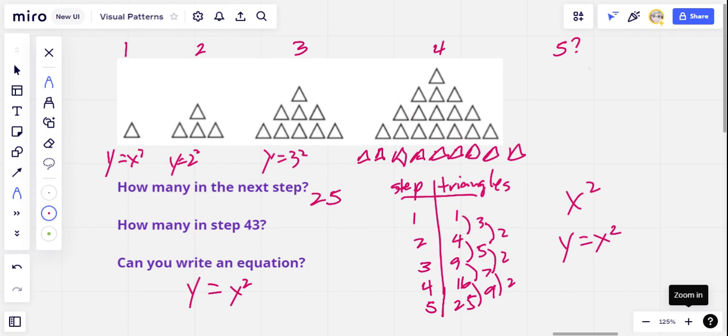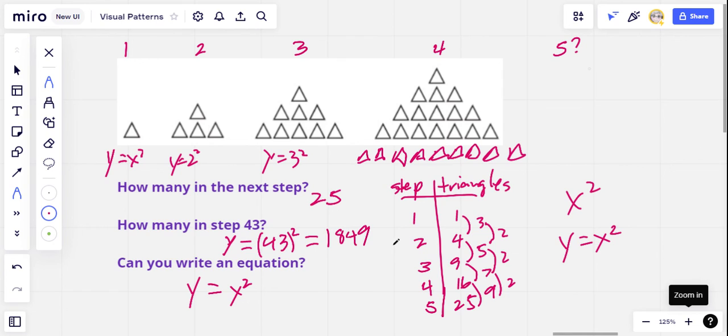So there's only one more step to do here, and that is to figure out how many are in step 43. So what we're going to do is just plug step number 43 into this equation. So y equals 43 squared. And this is going to be a pretty big number. I just punched it in on my calculator, and it's 1,849 triangles. So that's going to be a lot of triangles.